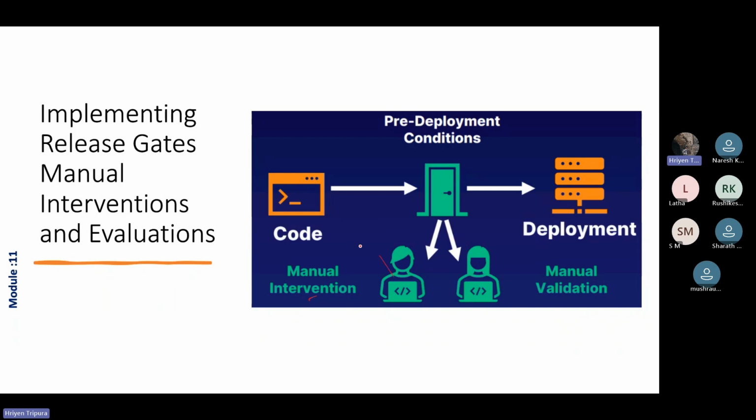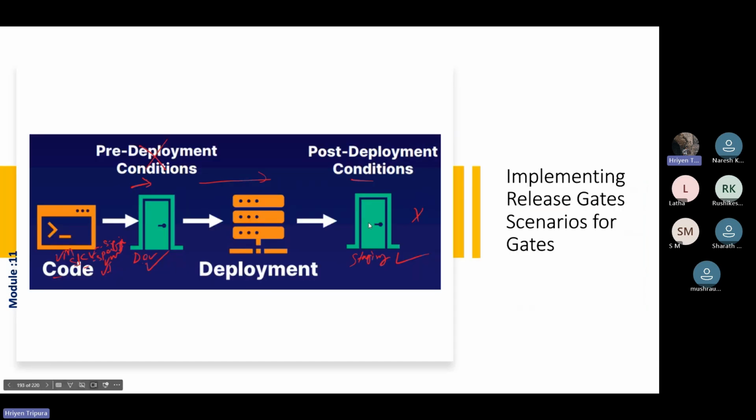Then when it comes to validations, it is the same thing: somebody needs to validate as well. After the intervention they will validate, which means they will check whether it meets the policy and the expectations. If everything is okay, only then will they proceed further. Otherwise the pipeline will fail automatically. Same way here also, the pipeline will fail if the condition is not met. We can do that also.